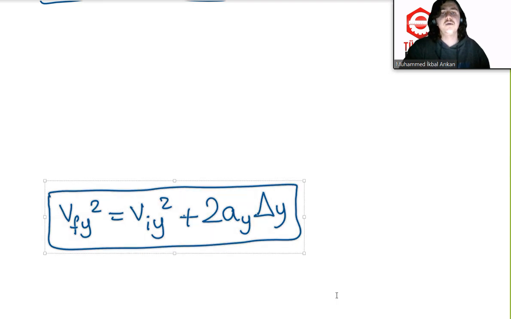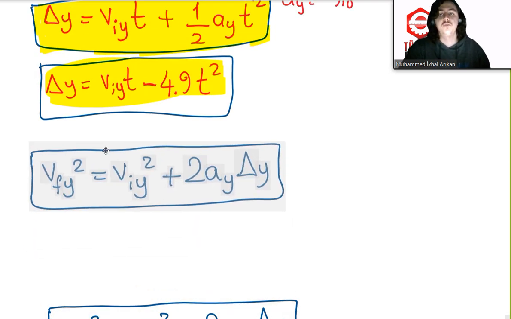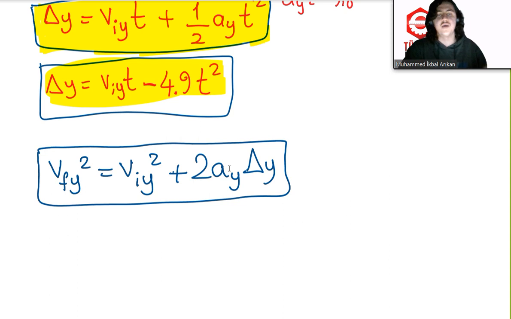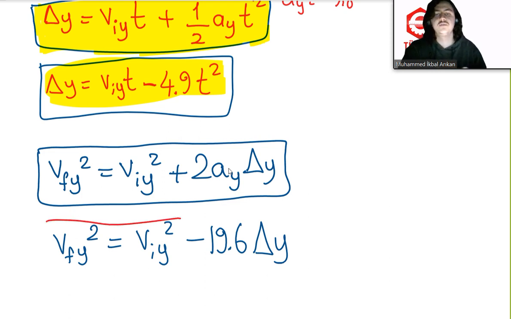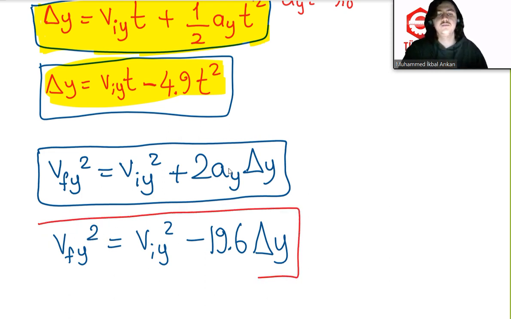In the x-axis. What about y-axis? Actually, this will be a powerful formula for us because we have an acceleration in y. So I will put the equation again: v final of y squared equals v initial y squared plus 2 times acceleration in y. Actually, that will be just minus, because ay is equal to minus 9.8. So just take 2 times minus 9.8, it will be like this, delta y. This is one of our formulas which will be used for projectile motion in the y-axis.